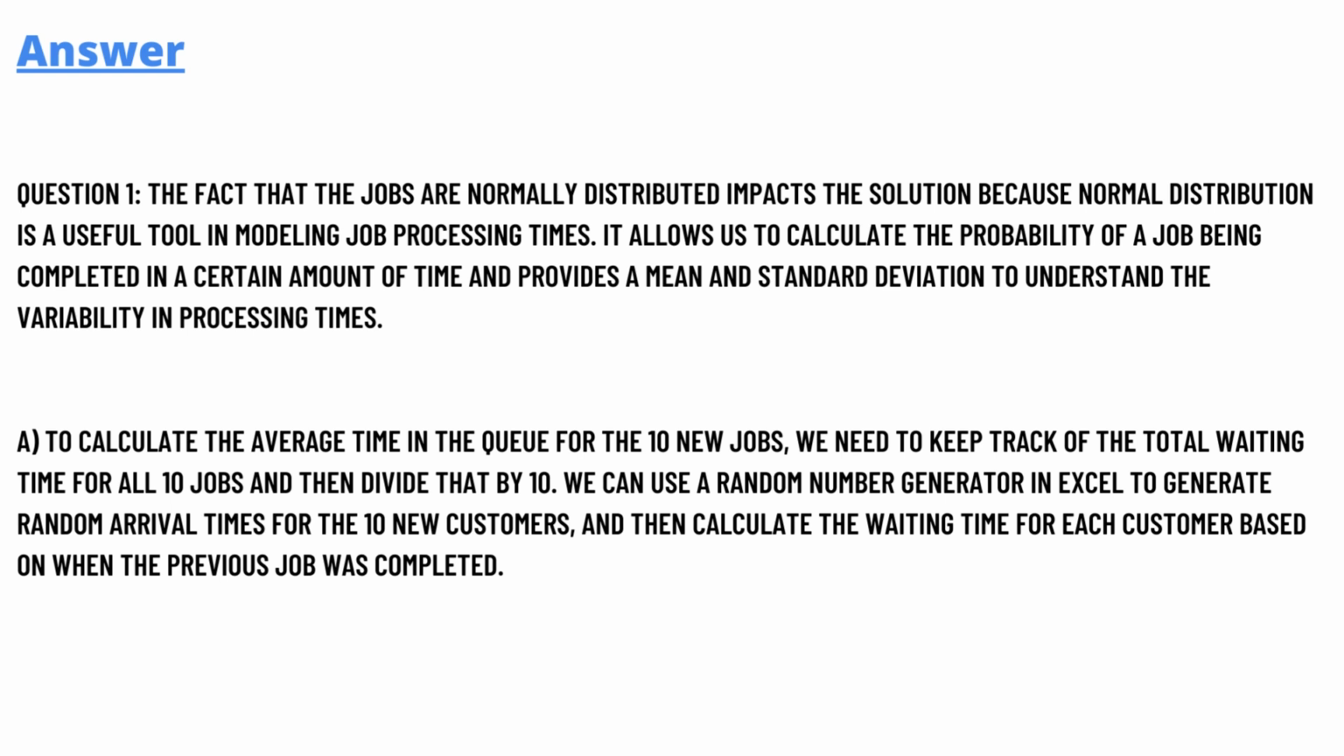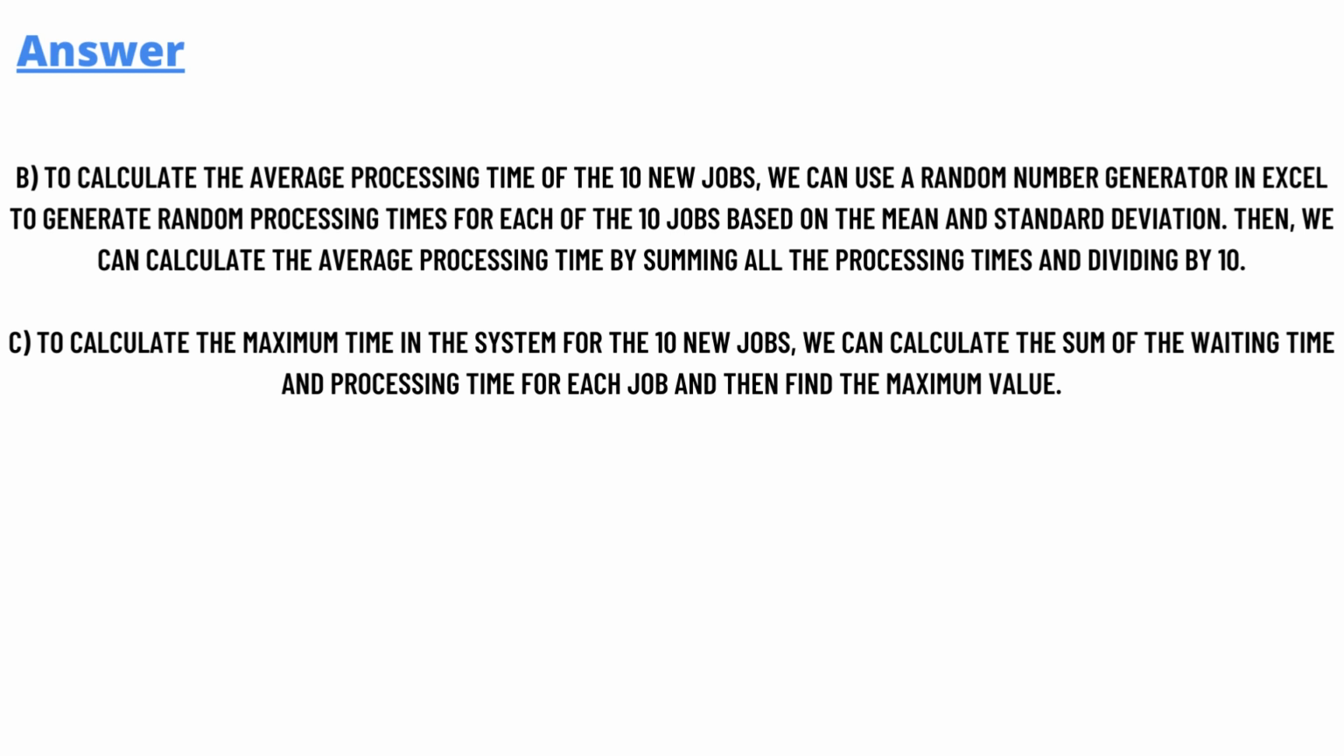The second part is to calculate the average processing time of 10 jobs. We can use a random number generator in Excel to generate a random processing time for the 10 jobs based on the mean and standard deviation. Then we can calculate the average processing time by summing all processing times and dividing by 10.